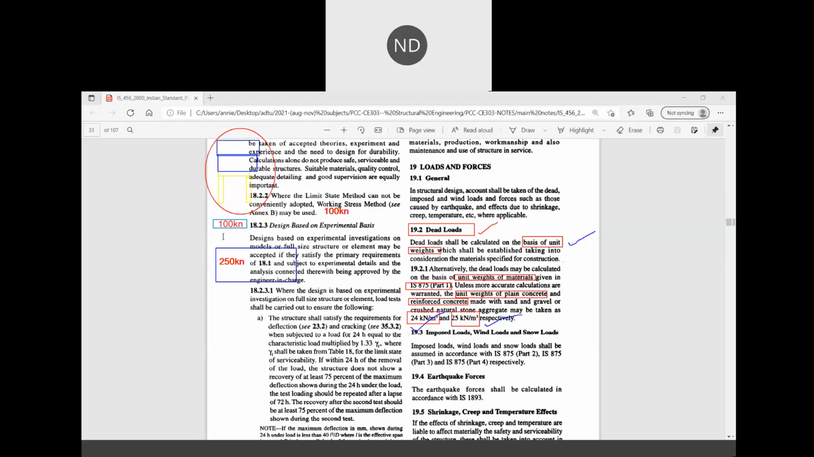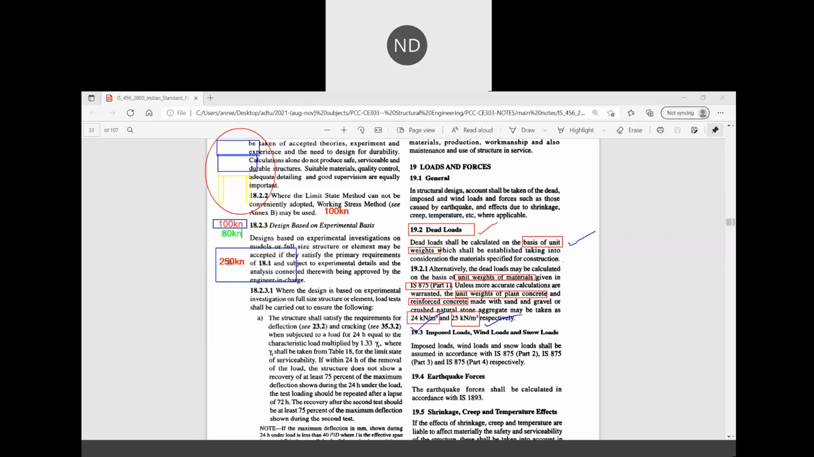But for the same 80 kilonewton, like I told you, this green color 80 kilonewton is to be carried by the beam. But the beam, we have tested and found, can carry 100 kilonewton load. So this is enough for us, because less material will be needed.